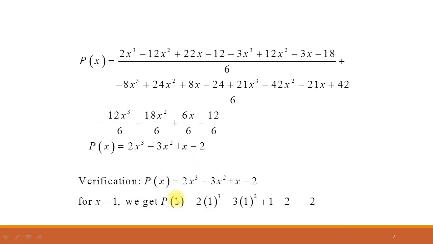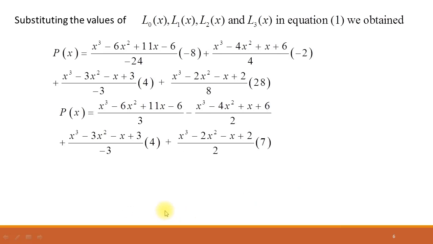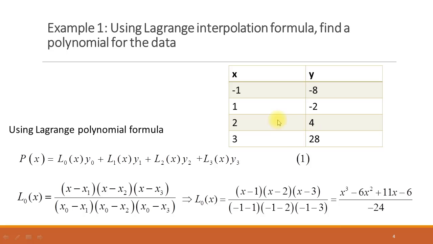So putting the value of x is equal to 1, 2 into 1 cube minus 3 into 1 square plus 1 minus 2, and after simplification minus 2 and 2 cancel, minus 3 plus 1 minus 2, and you see here in the table for x is equal to 1 the value of y is minus 2. Similarly, if we put x is equal to minus 1 in the polynomial, we obtain minus 8. If we put x is equal to 2 in the polynomial, we obtain y is equal to 4, and if we put x is equal to 3, we obtain y value 28.